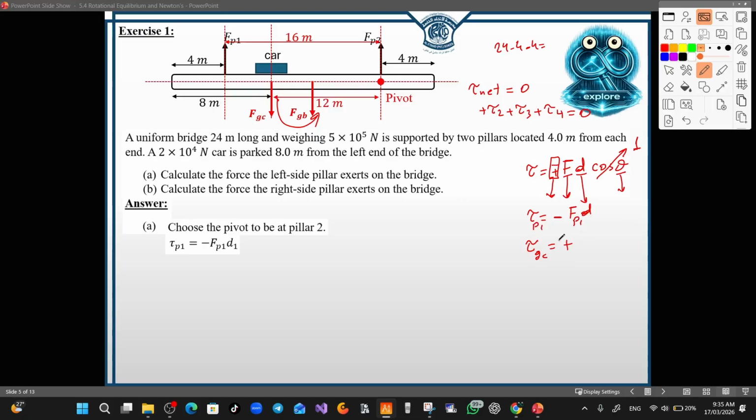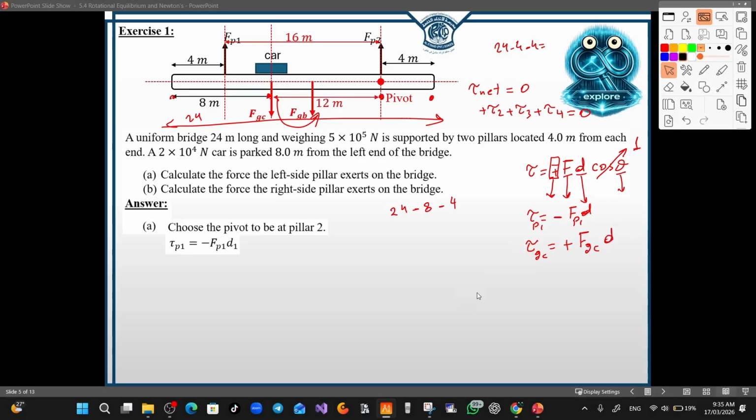Now the force of the GC is multiplied by the distance between the point of application of the force and the pivot. Knowing that the distance from the car to the edge is 8 meters, the distance from the pivot to the end is 4 meters, and the total distance is 24, we simply calculate the distance from FGC to the pivot by 24 minus 8 minus 4. And the distance will be 12. So the tau should be written as plus FGC times DC. And the DC here is equal to 12.